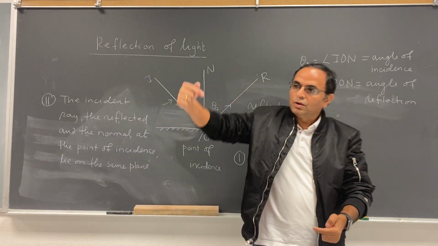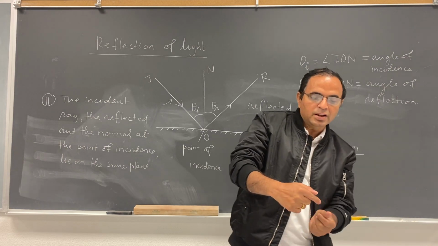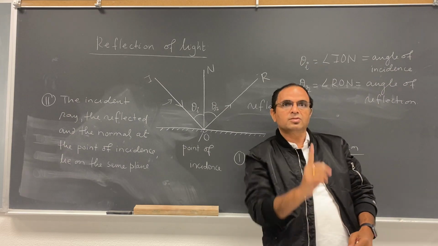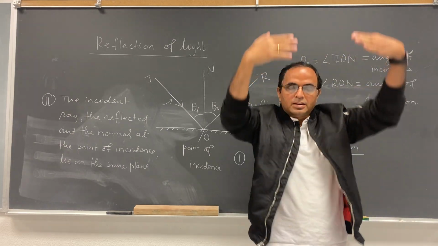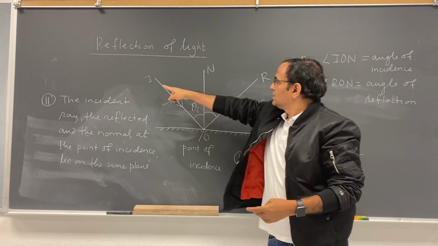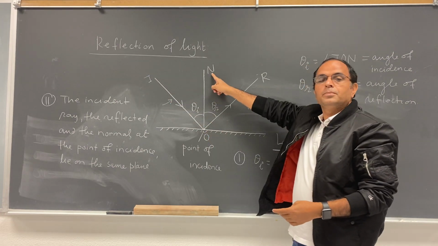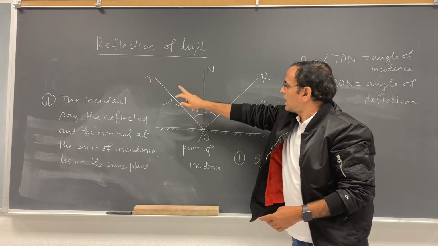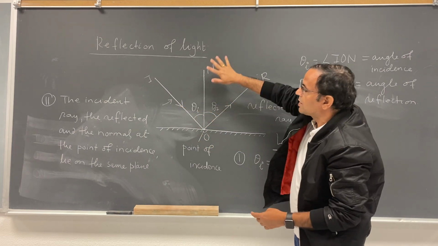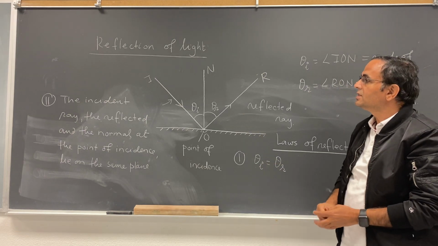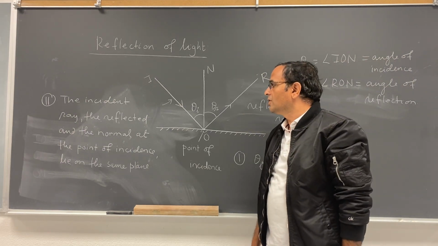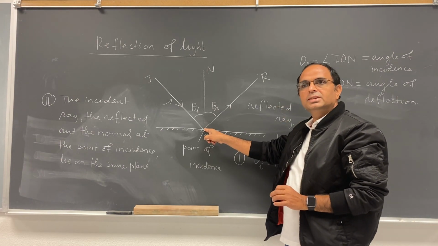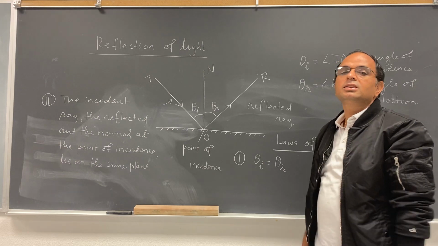So if you think like this, one ray comes in, and another ray, the reflected ray, goes back, and the normal is right here. So all three, the incident ray, the reflected ray, and the normal, lie on the same plane. And here in the diagram, all three lines, IO, OR, and ON, lie on the plane of the board. Okay, so this is the second law. You have to draw the normal right here at the point of incidence. So all three lines lie on the same plane.